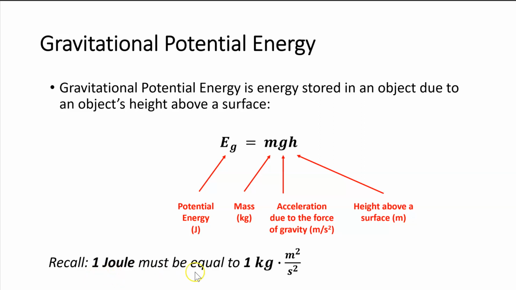Remember that 1 joule must equal 1 kilogram times a meter squared over second squared. So if you look at the units on this side, and you can work it out, you'll end up with kilograms times meters, so that's meters squared over second squared. So the units do work out.